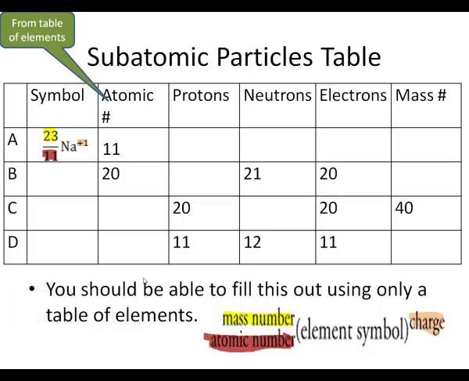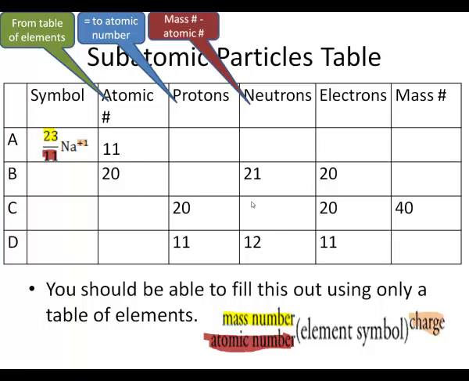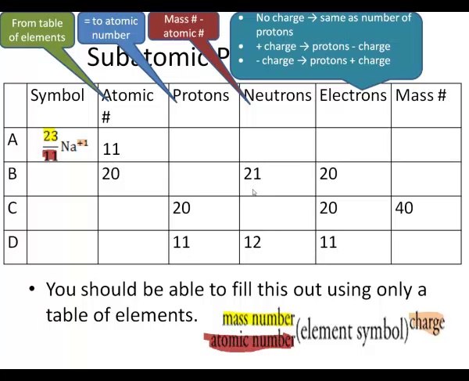First, the atomic number. You get that by looking at the table of elements. Next up is protons, which is going to be equal to the atomic number. Then we have neutrons. You do mass number minus atomic number to figure that out. Then for electrons, that's where you've got to look at the charge. If there is no charge, that means there's just as many electrons as there are protons. If there is a positive charge, you're going to take protons minus the charge. And if there is a negative charge, you do protons plus the charge. And lastly, that leaves the mass number, which is just going to be the sum of protons and neutrons.